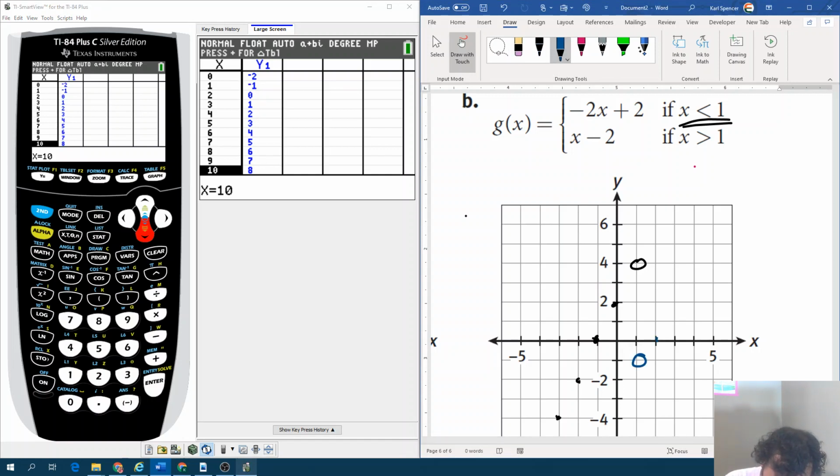And then we can just plot our points. Our piecewise function is now graphed. Table of values are really helpful when graphing piecewise functions. Graph the first one. Note where your equation starts and stops. Note if it's going to be an open or a closed circle.